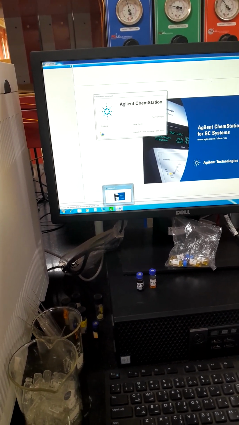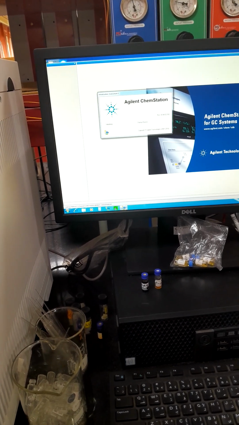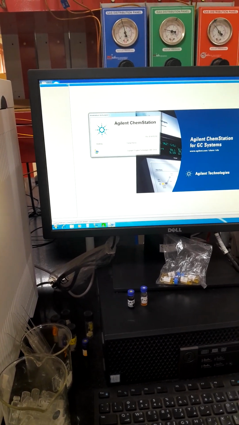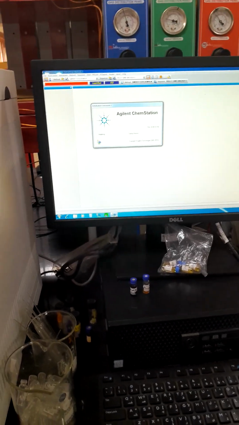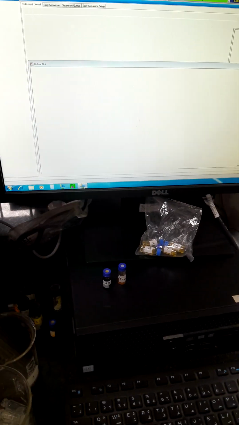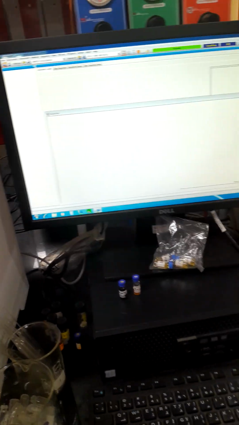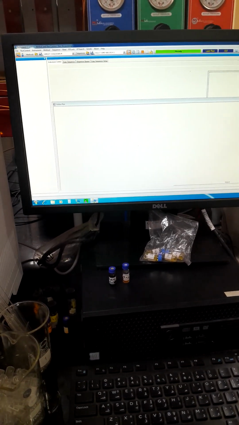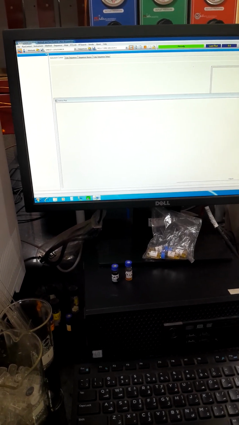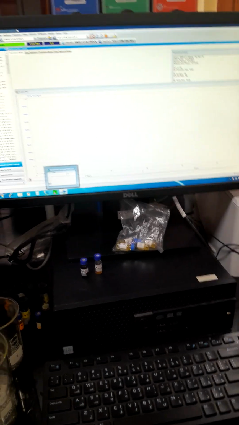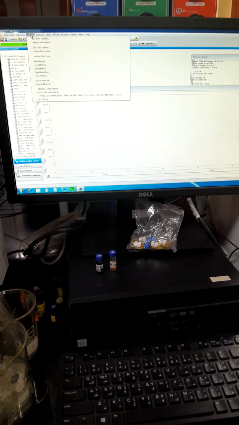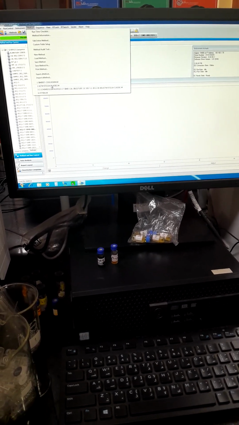So we are using ChemStation. ChemStation is a software, yes, it is a software. It is like the app connection, the communication, between this one and the GC.